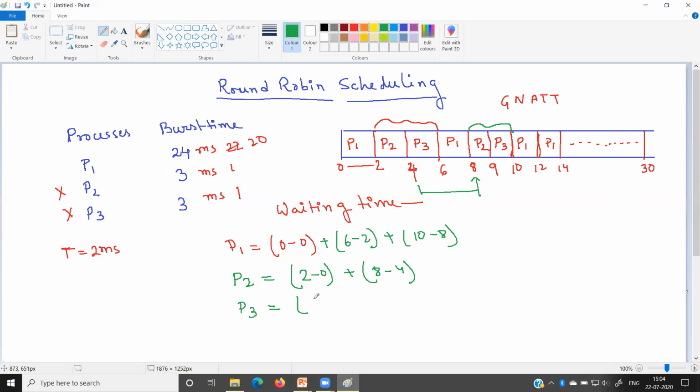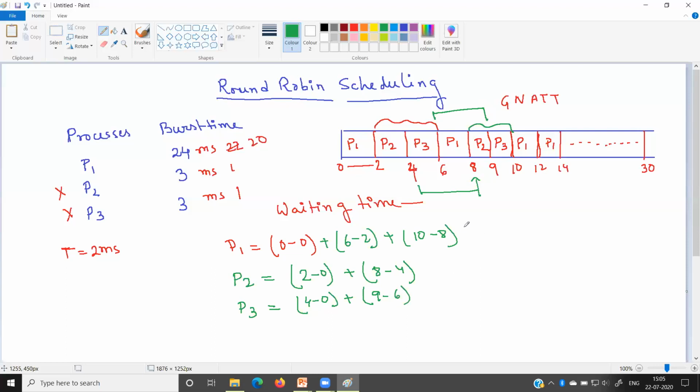Now we will compute the same for P3. For P3, the waiting time is 4 minus 0, as it started at time 4 and it arrived at time 0. Now P3 got its next slot at time unit 9. So what is its waiting time? Its waiting time is from this to this. That means 9 minus 6. So its waiting time will be 9 minus 6.